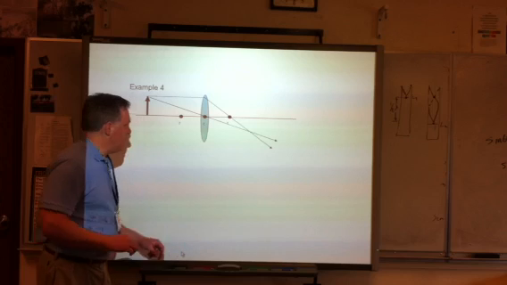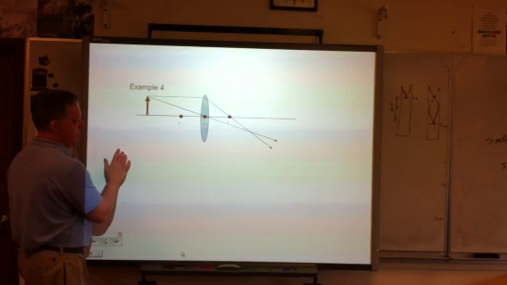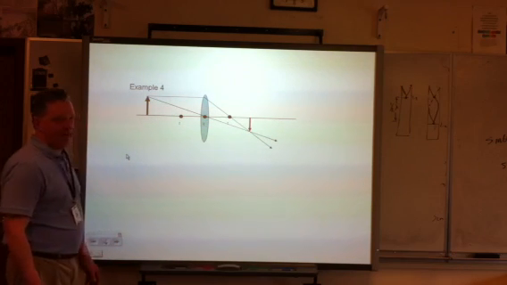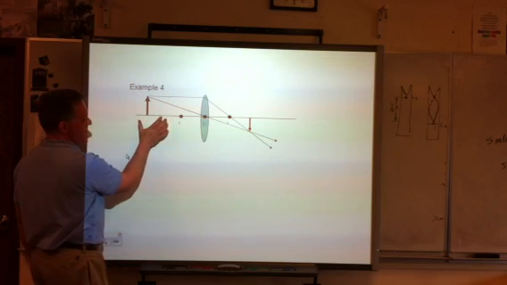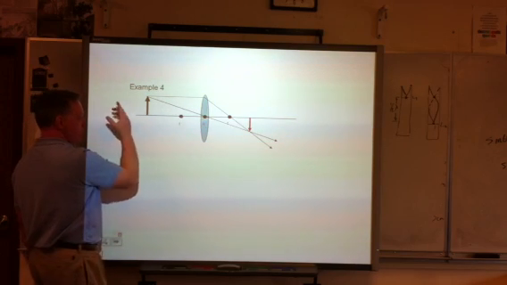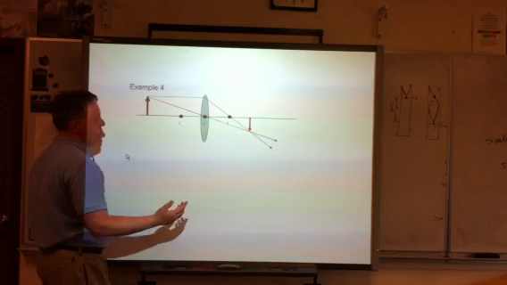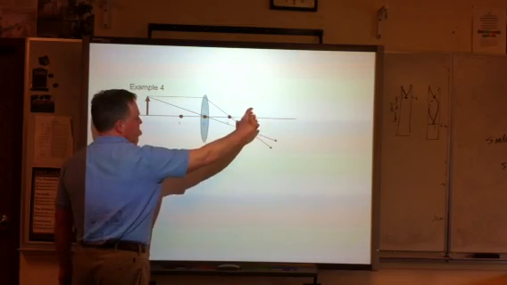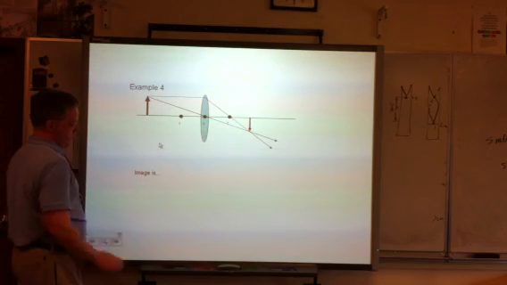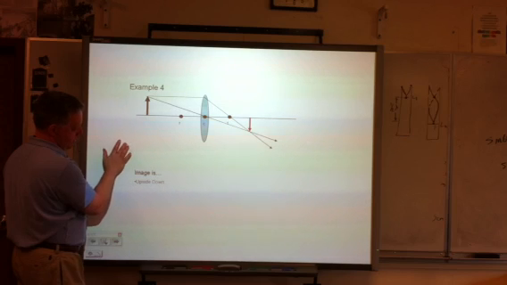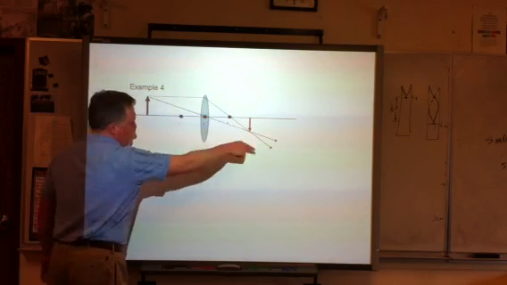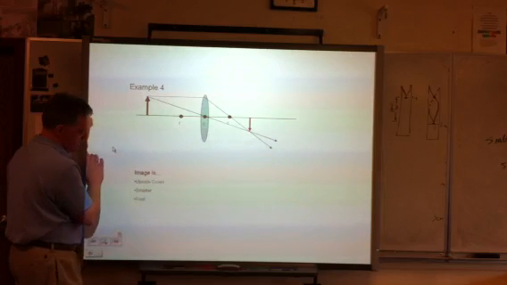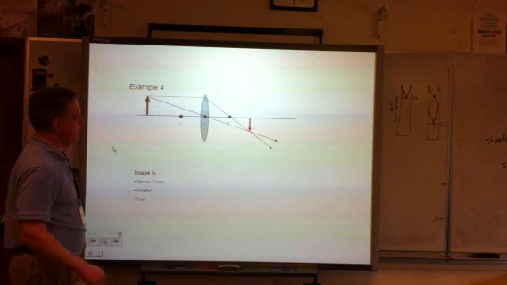So now I'm going to draw in my image. My image is right there, pointing down to where they meet. And again, we're more than 2F out, so when it was far away, we always get, with the mirrors, we got this too, a smaller inverted image. So we're going to say the image is upside down, smaller, and does the light get to that point? Yes, light actually does go through the lens and get to that point. So we're going to say it's real.